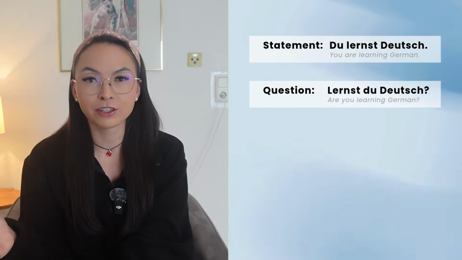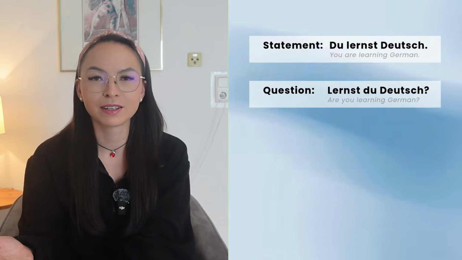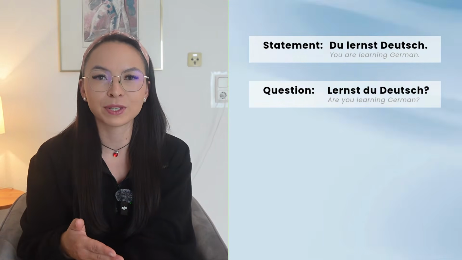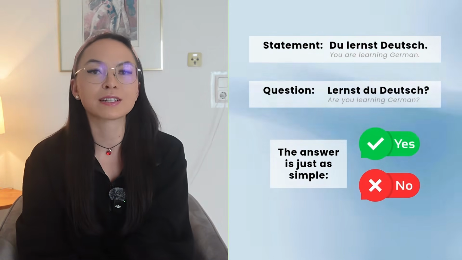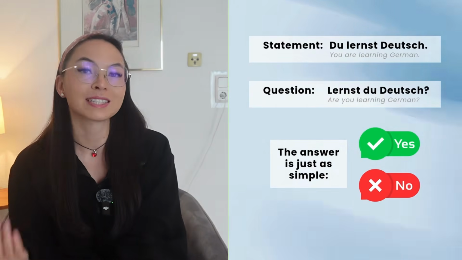If you can make a normal sentence, you can instantly turn it into a yes-no question by just swapping the word order. So for example, "Du lernst Deutsch," that's a statement. The question for that would be, "Lernst du Deutsch?" And the answer is usually just a simple "ja" or "nein."